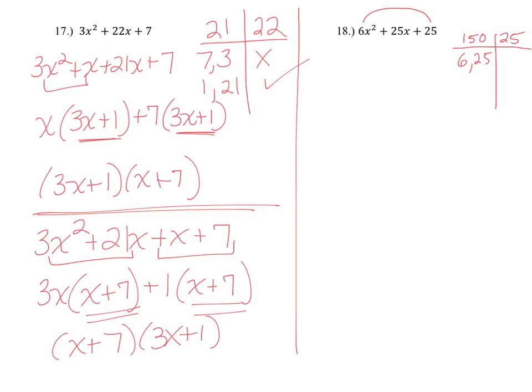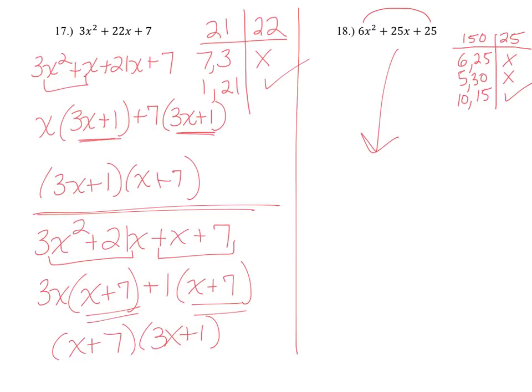And it's nice because all my signs are going to be the same in this one. And 6 and 25, that doesn't work, right? Let's think of some more factors. So I know 5 goes into it, right? So I could try 5 and 30. Well, 5 and 30 don't add to give me 25. So let's keep thinking. Let's see, 10. 10 goes into 150. Oh, 10 and 15, right? 10 and 15 give me 25. So those are my two middle numbers, right?